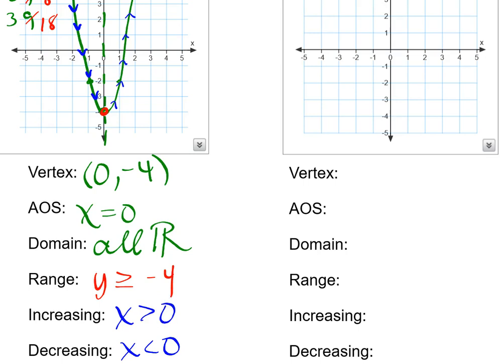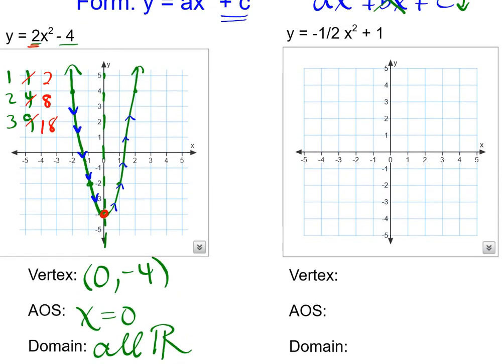All right, let's graph the next one. y equals negative 1/2 x squared plus 1. So this plus 1 is our c. That's a vertical translation, 1 unit up. So our vertex is now up here at 0, 1. Our line of symmetry comes through there, so x equals 0.